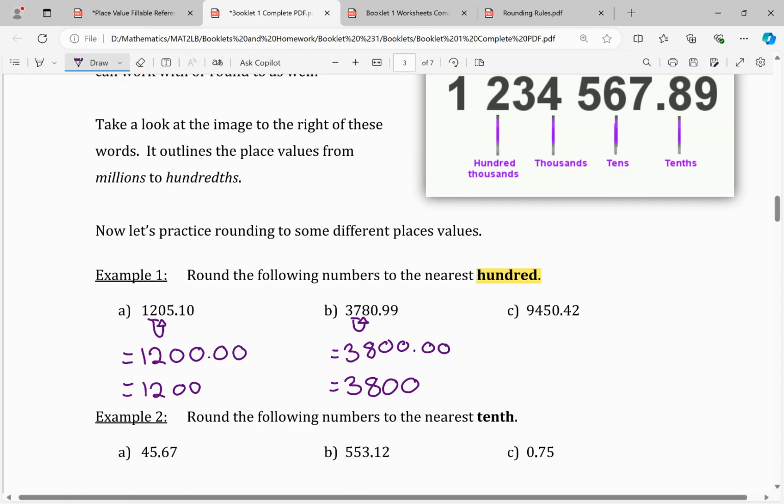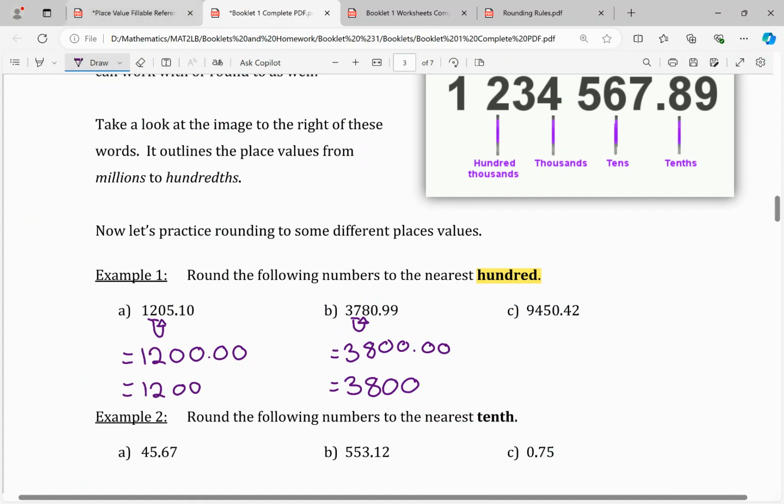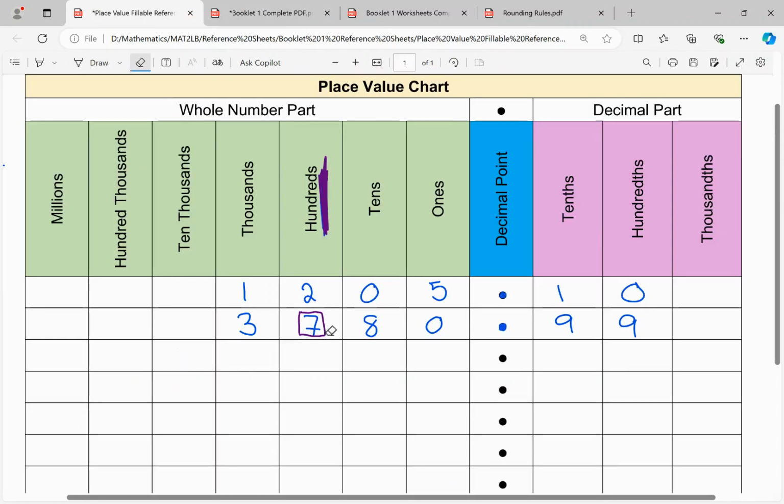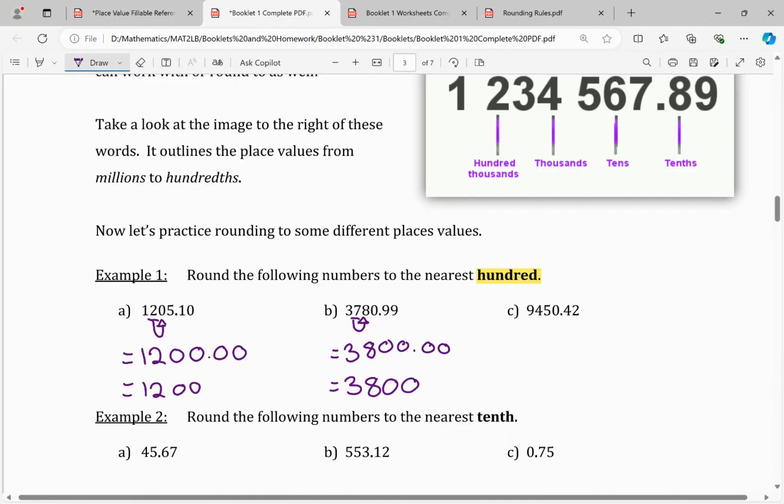Next example, 9,450.42. Again, we're rounding to the nearest hundred, so we need to determine what number is the hundreds place value. So I'm going to copy this value into our help sheet. And again, this is really important. Make sure you do it correctly. The decimal needs to match up. So I'm actually going to start there.